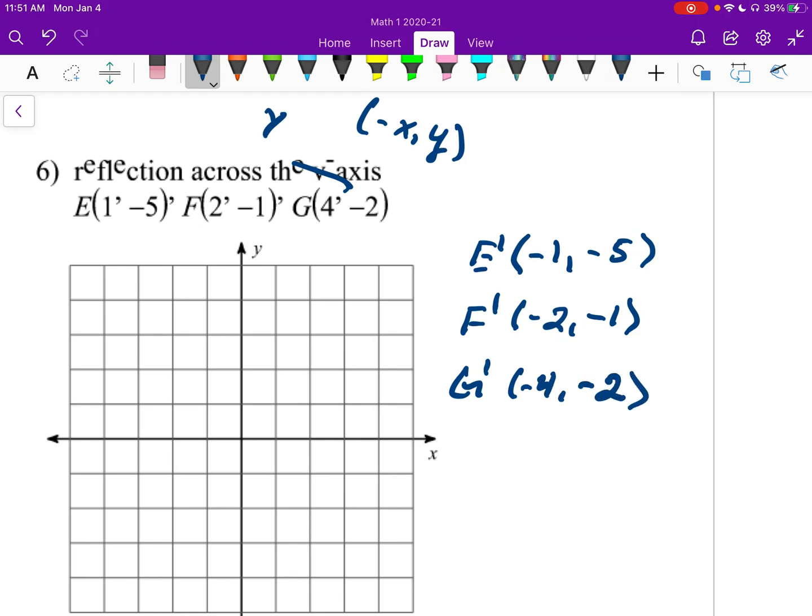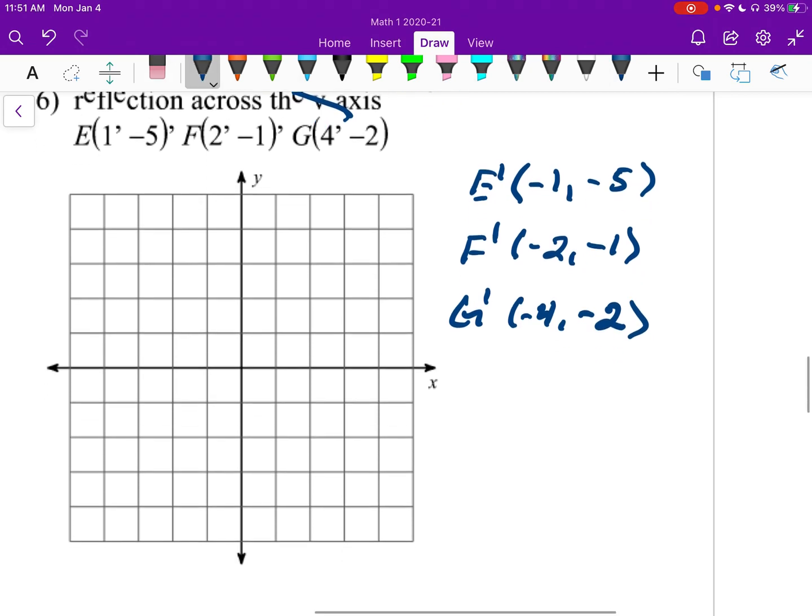And we haven't had an example like this yet, but if this G here was a negative 4, it would turn into a positive 4. It just switches the sign. So plotting these, there's E prime, F prime is right there, and G prime is here. So I connect the dots. This should look like that.